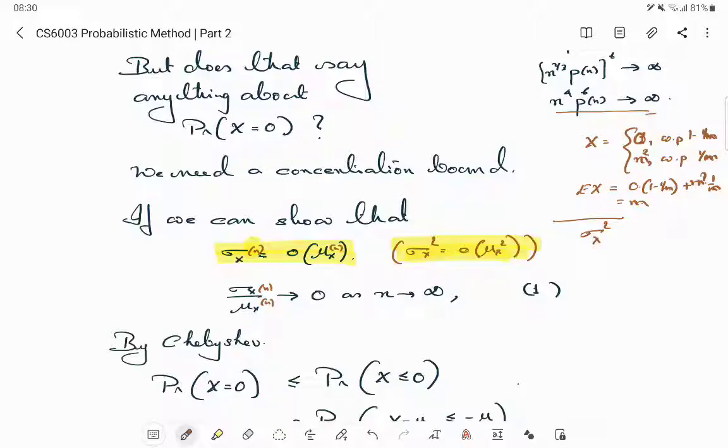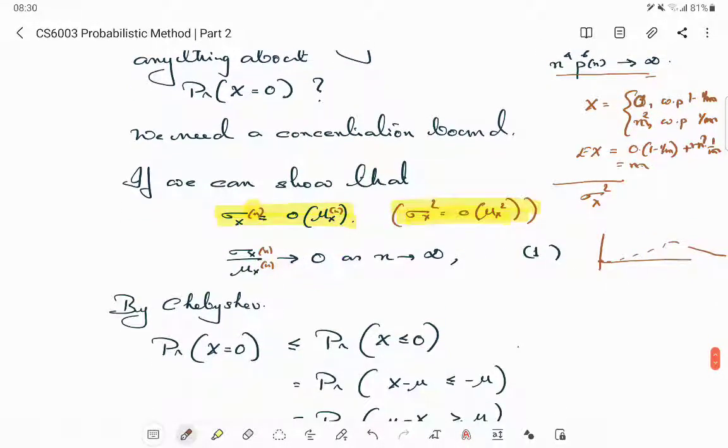So as you increase n, what happens to the ratio of standard deviation to mean? If we can show that that goes to 0, then we can show that the probability of x equal to 0 is small. The random variable kind of avoids 0, and the probability that x equals 0, which is the probability that G is K4-free, approaches 0. How do we get from this to this qualitative statement? By Chebyshev, the probability that x is equal to 0.